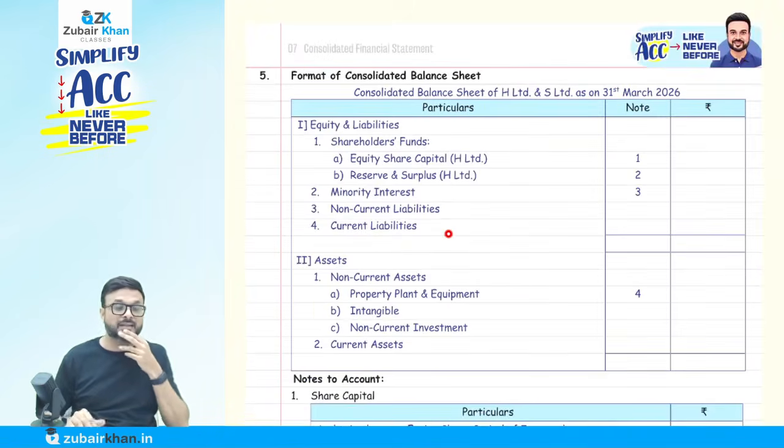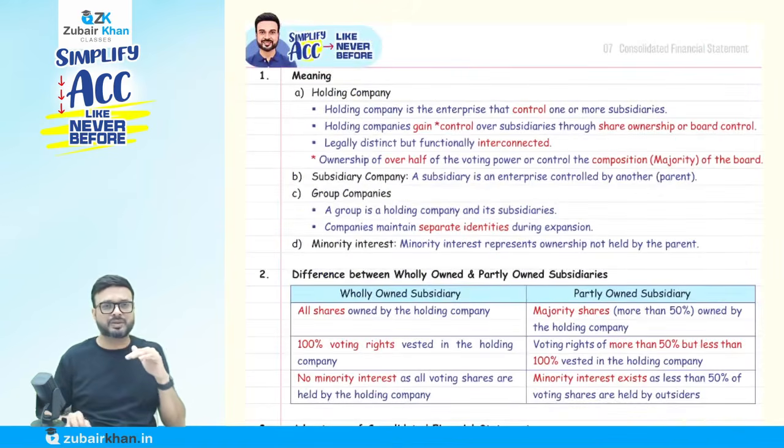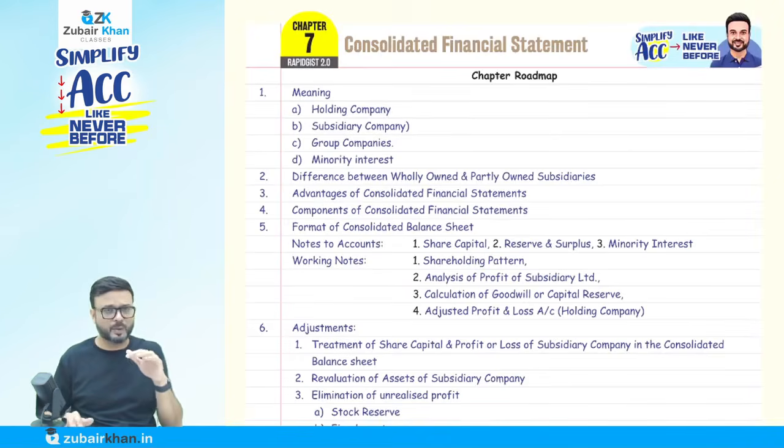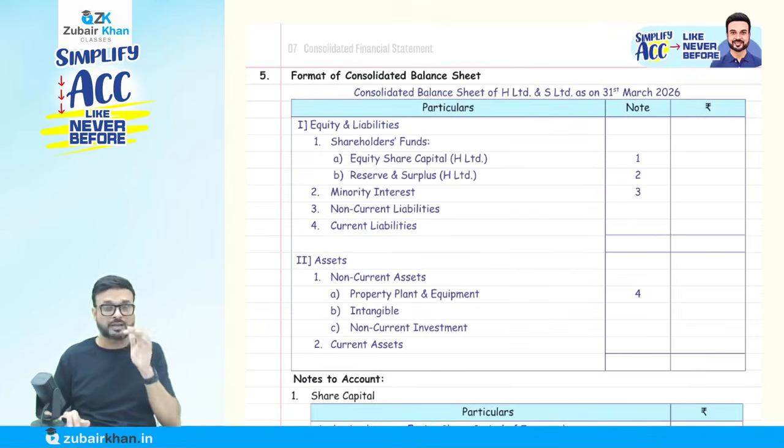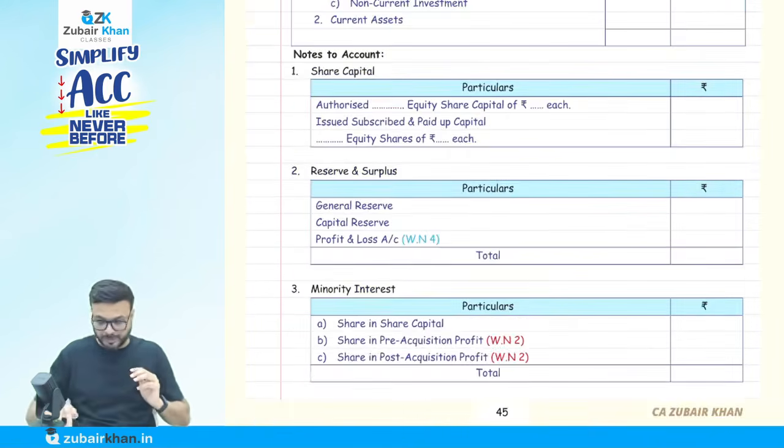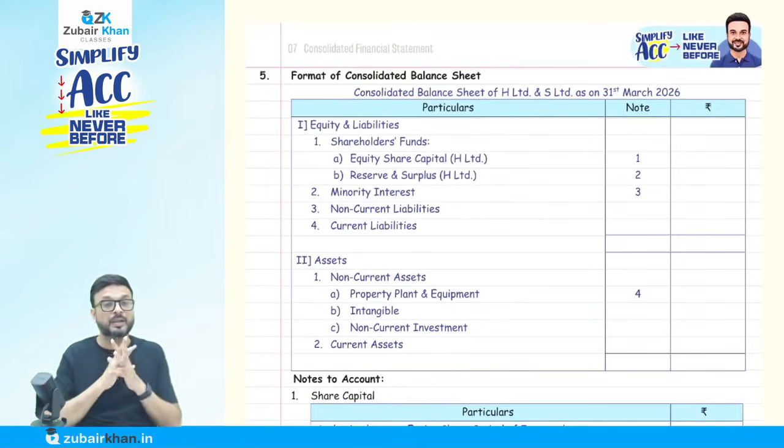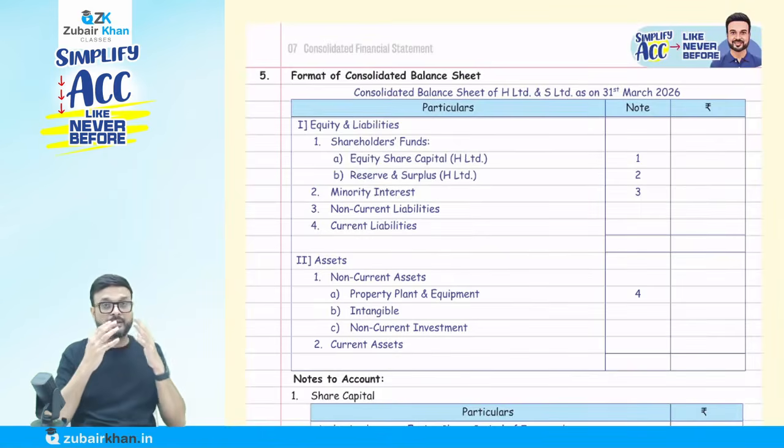Now let's start with the format. I'm not discussing all this other stuff, as I already told you what is meant by holding company, minority and so on. The main part is given in RTP, page number 45. When we prepare the consolidated balance sheet, the format should be like this. You say, no, sir.